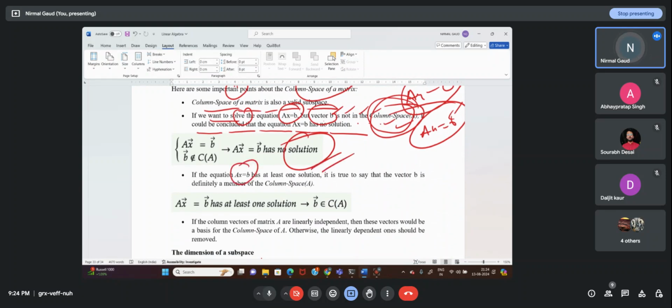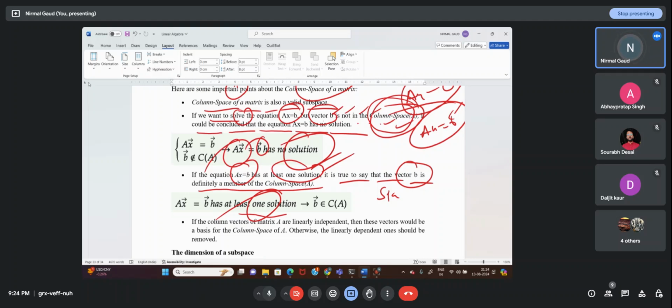But if the equation has at least one solution, then it is true that the vector B is definitely a member of the column space. That means if you have a span of the columns, and B is present in the span, then you have a solution. So it is still focusing on infinitely many solutions, no solution, or a unique solution, and it is targeting the span and the spaces.